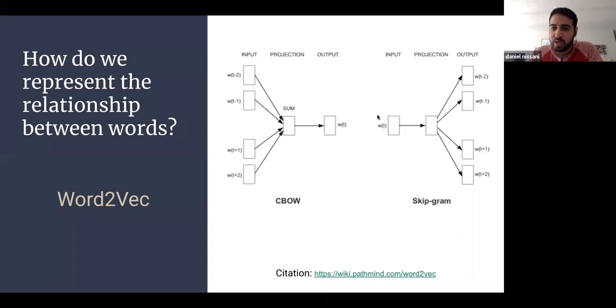Whereas skipgram, you just take the center word and you're trying to predict its neighbors. And that's in terms of a neural network diagram. That's how this kind of shows out.